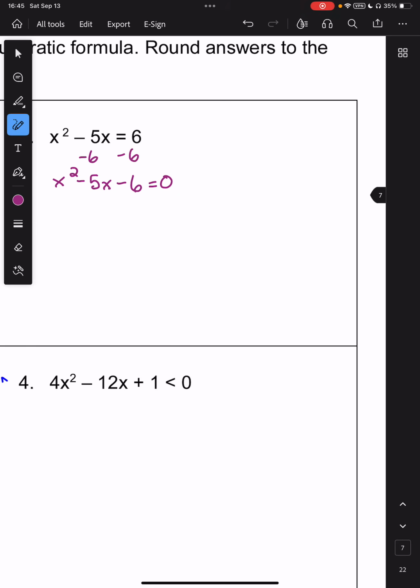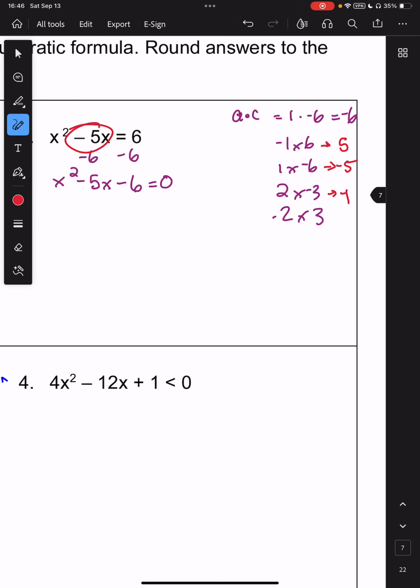So now, we're trying to find a times c. 1 times negative 6 is equal to negative 6. What two numbers multiply out to negative 6? Negative 1 times 6, 1 times negative 6, 2 times negative 3, negative 2 times 3. All right, which of these adds up to our b, our negative 5? Negative 1 plus 6 is 5. 1 minus 6, negative 5. 2 minus 3, negative 1. 2 plus 3, positive 1. So 1 times negative 6.